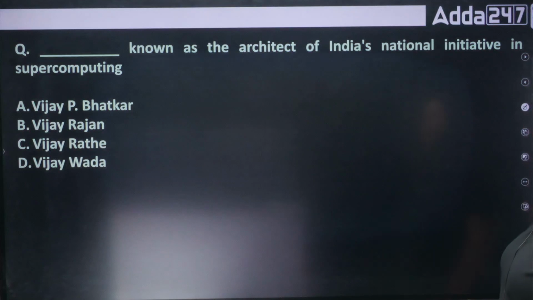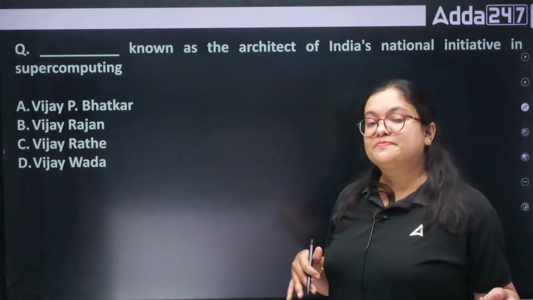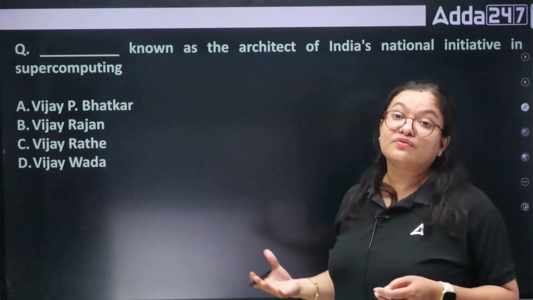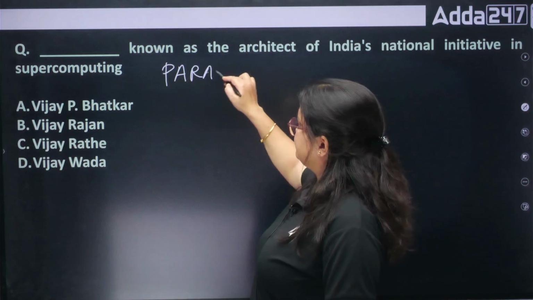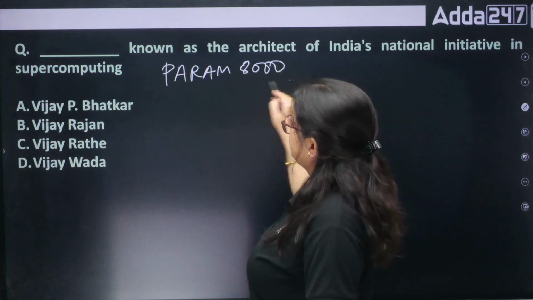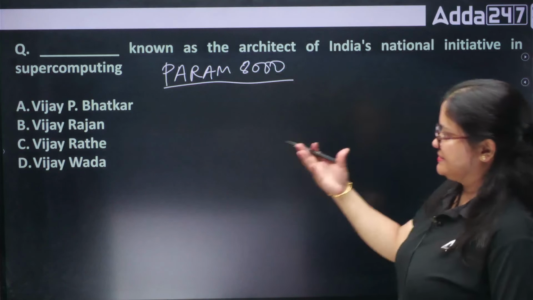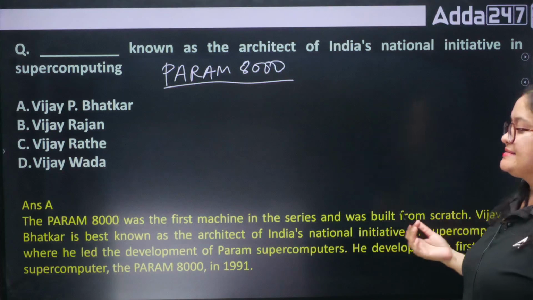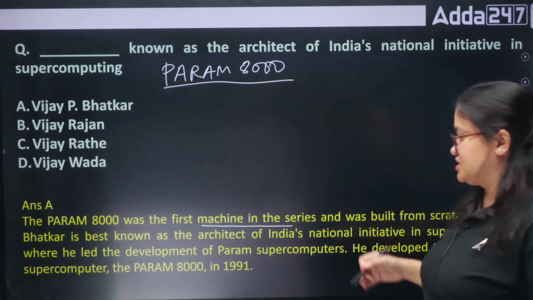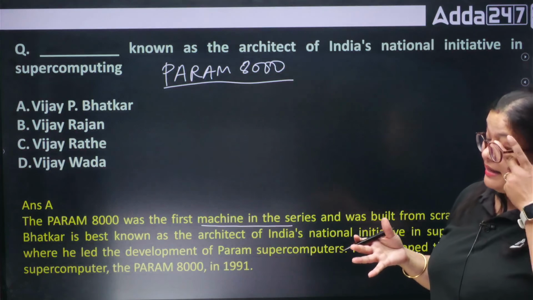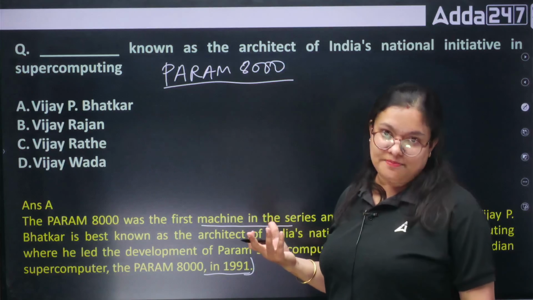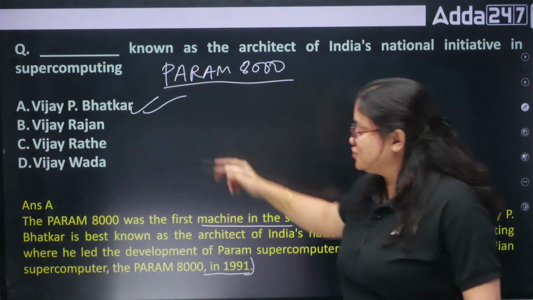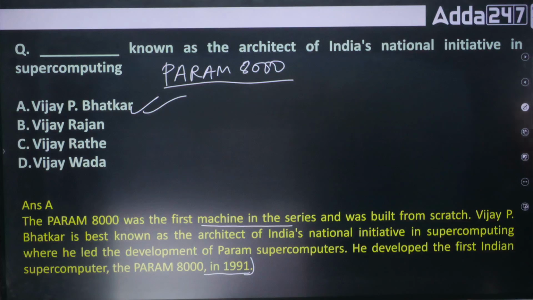Next, who was known as the architect of India's national computing initiative? We also know this person as India's father of supercomputer. He first started with Param 8000. So who was he? Yes, Vijay P. Bhatkar. He first installed the first supercomputer, starting in 1991. By the year 1991, he started the first supercomputer of India, Param 8000. Do remember these names.